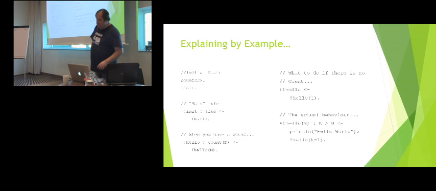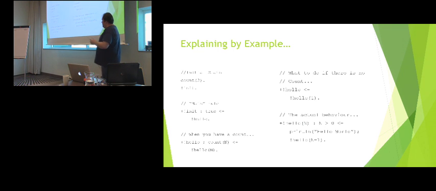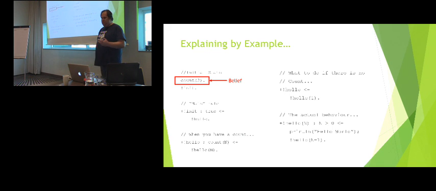To explain this, I've got an example. It's a very simple example: Hello World printed out three times, but hopefully it's complex enough to show you some of the features. So this is an agent program in AgentSpeak. This is our belief, an initial belief of the agent, called count, and the count is three. Beliefs are state, just like fields are state within object-oriented programming.